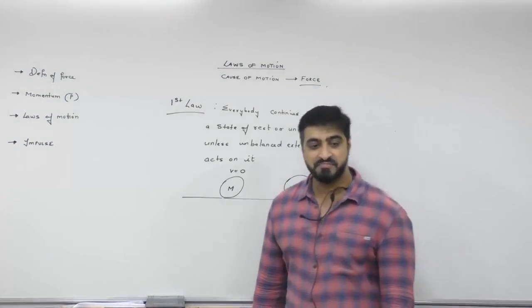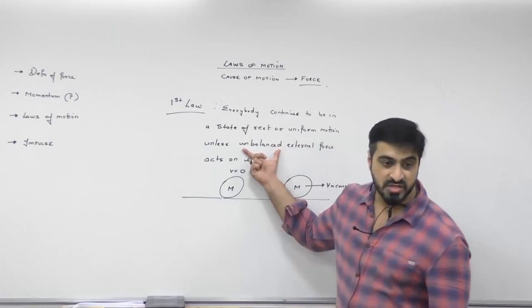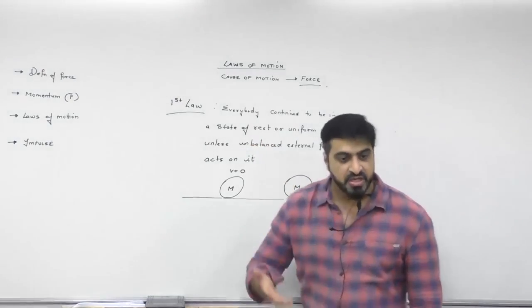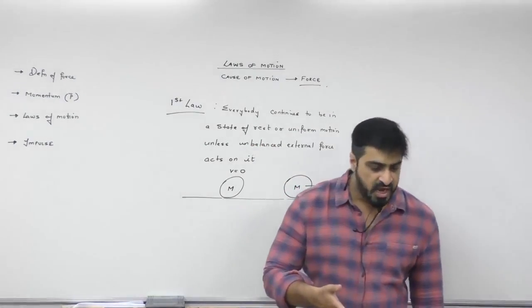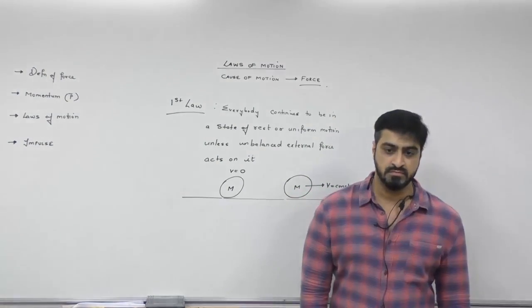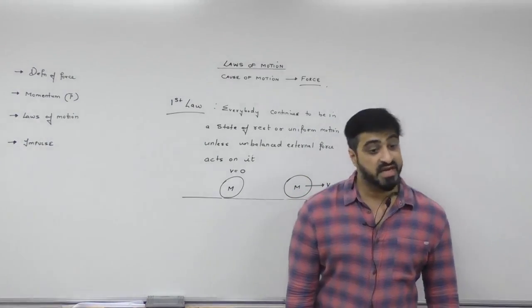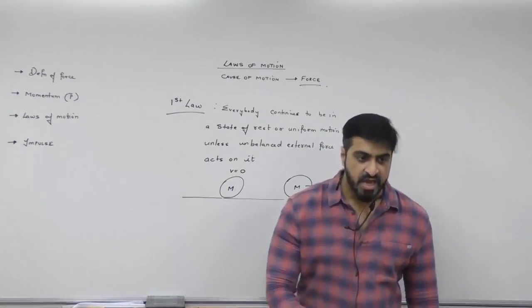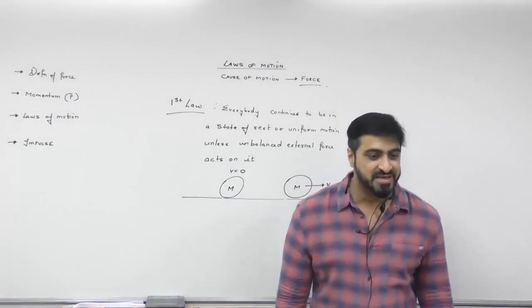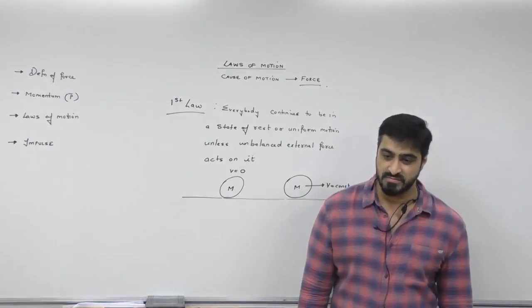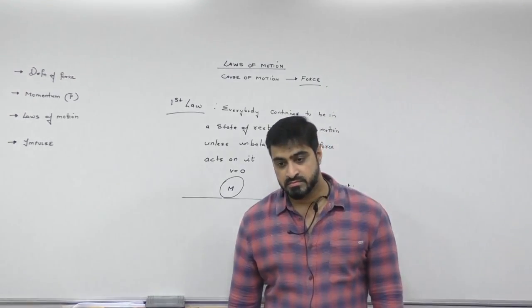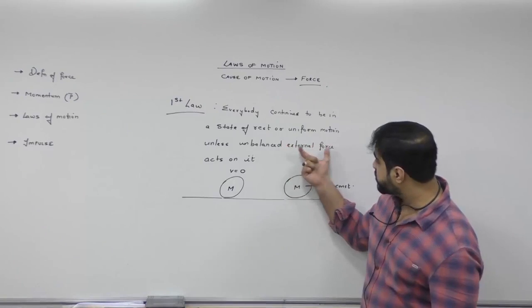The law speaks about unbalanced force. Unbalanced force means one whose magnitude is greater in one direction. Suppose I am applying 100 Newton and he is also applying 100 Newton. If instead I applied 100 Newton and he applied 200 Newton, I would go up with 100 Newton net force. But here that will not happen. Unbalanced external force.